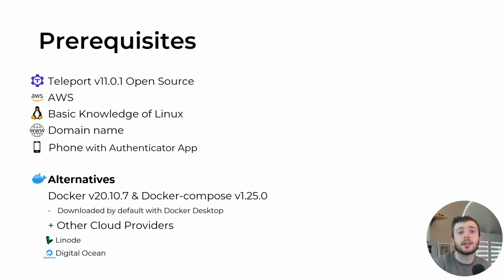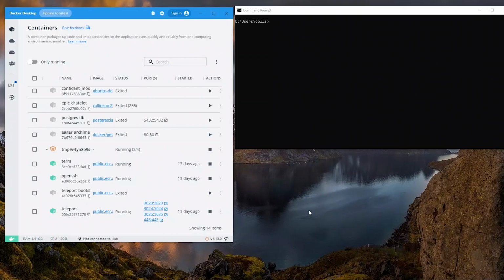Of course, we're going to need Teleport. We will be downloading and installing this, so no worries. AWS, that's what I'm going to be using, but you can also use other cloud providers such as Linode, DigitalOcean, or you can even do this on your local computer if you want to play around with the Teleport services through Docker. So you can download Docker Desktop.